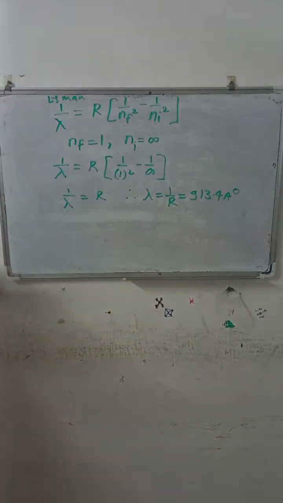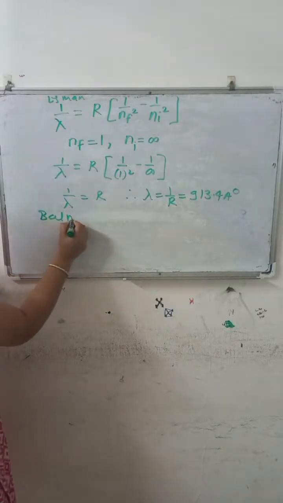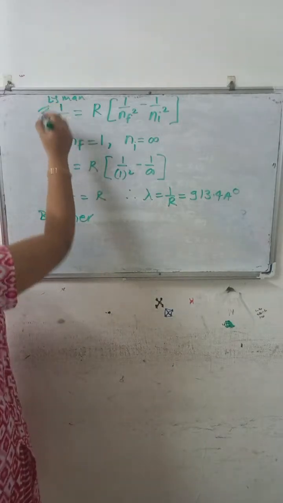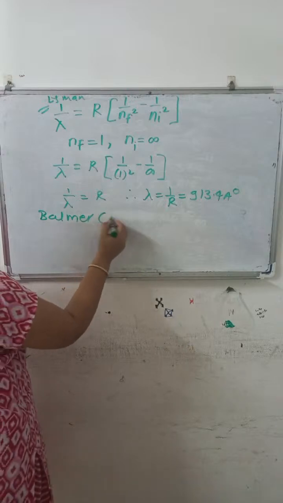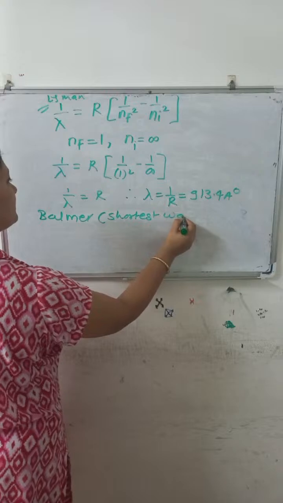Once you get this, then you can go for the Balmer series. And here they are asking for the Balmer series shortest wavelength. Calculate the shortest wavelength limit for the Balmer series. So we finish the work for Lyman. Now we can move towards the Balmer, and they are asking for the shortest wavelength.